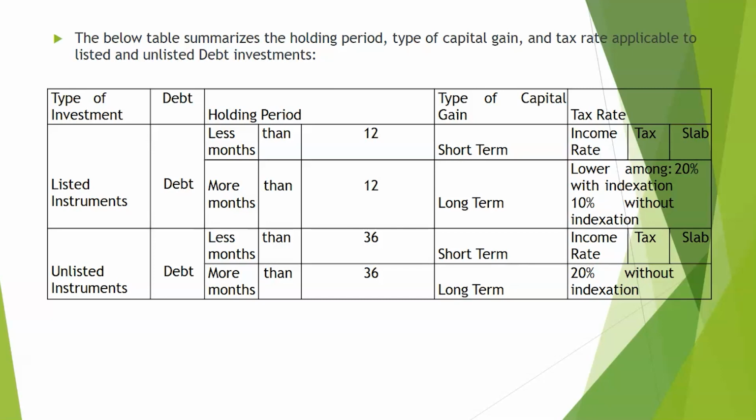The below table summarizes the holding period, type of capital gain, and tax rate applicable to listed and unlisted debt investments. For listed instruments under debt, less than 12 months is called short term, and the rate is the lower of 20% with indexation and 10% without indexation. Similarly, for unlisted instruments, the time period is 36 months, less or more, and the rate is 20% without indexation.